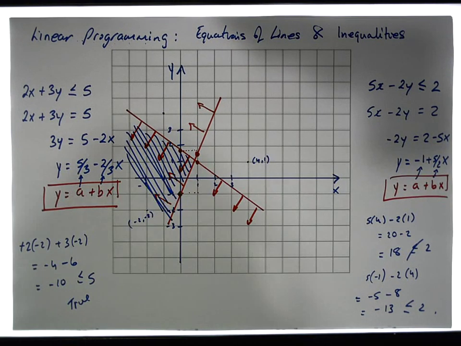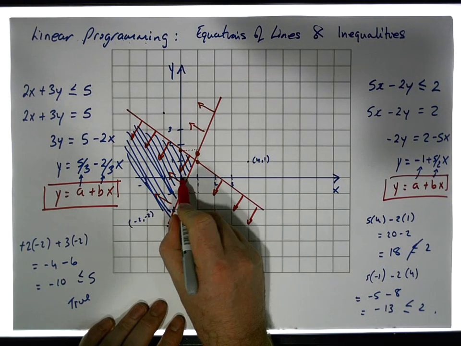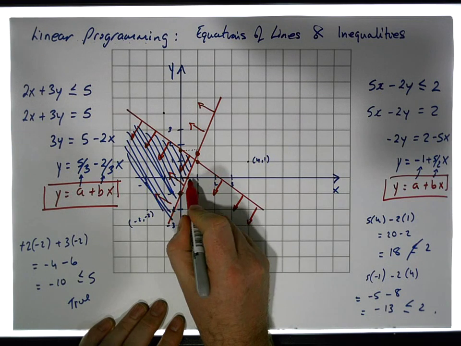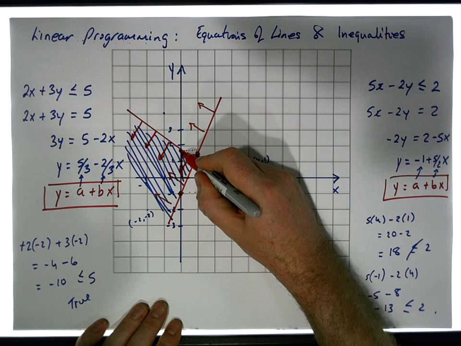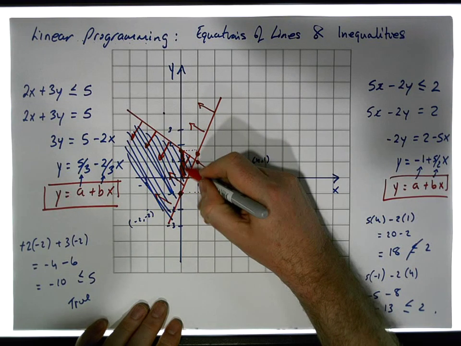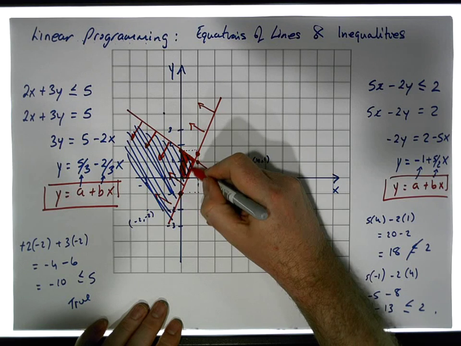For example, they might say x is greater than 0 and y is greater than 0. In which case the x values have to be bigger than 0, so it's over here, and the y values have to be bigger than 0, so it's up here. So actually what we're really talking about is this area in here, which would be the feasible region.